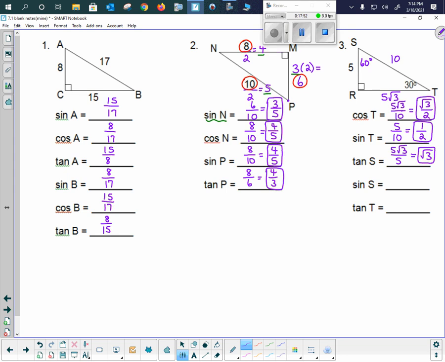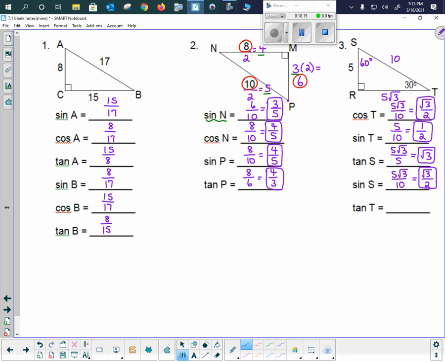Sine of s. Opposite over hypotenuse. So opposite of s is 5√3. Hypotenuse is 10. Again, the 5/10 reduces to a half. You don't write the 1 in front, so you would just have √3 over 2. Okay, let's do this last one together.